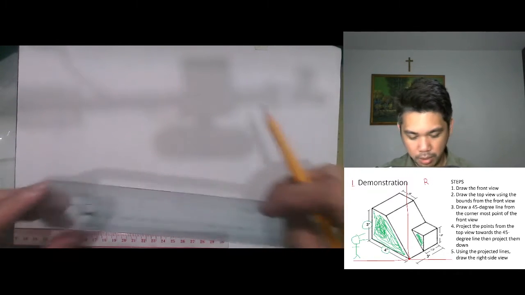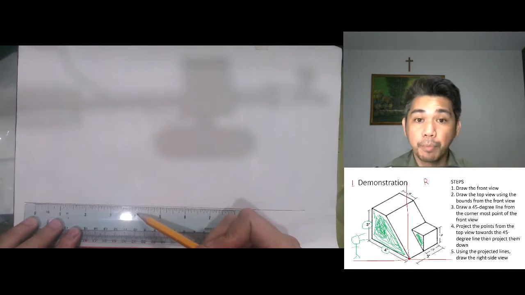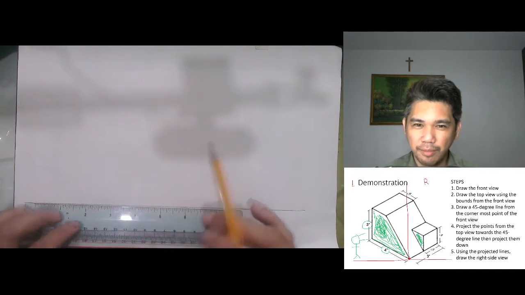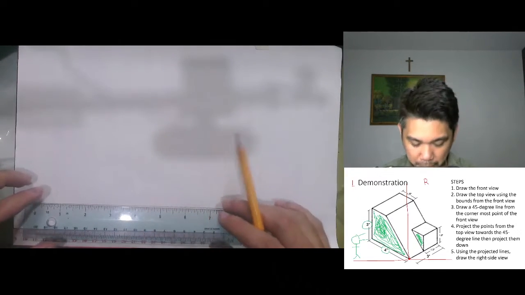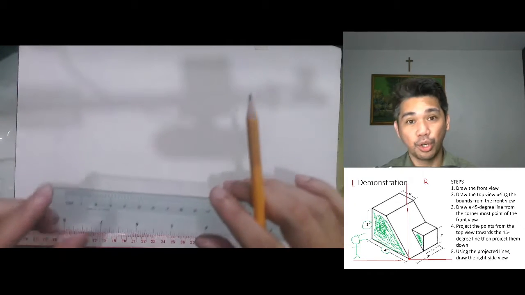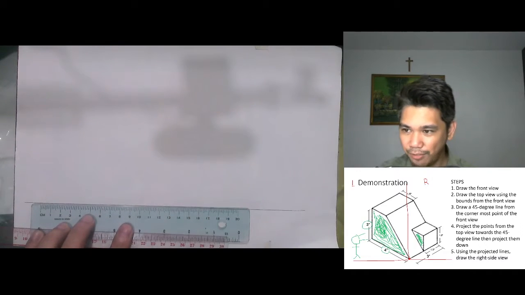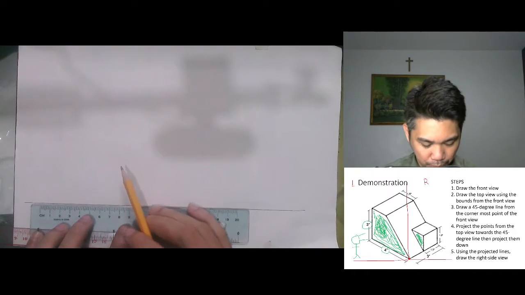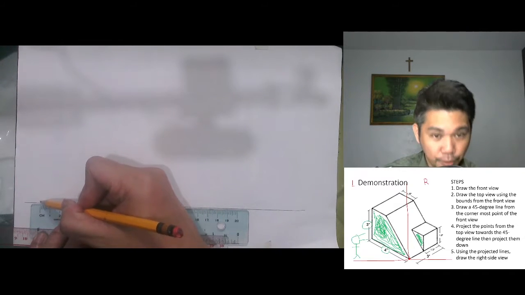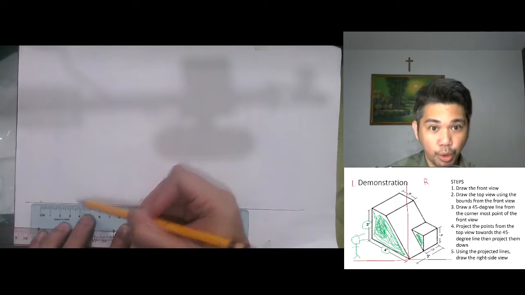So let me do it here. But wait a minute. Since inches is very, very, very huge for the paper, let me just draw using centimeters so that it will be smaller and it will be faster to track. So I will, instead of inches, I will use centimeters. So I will mark from here, 0 up to 4.